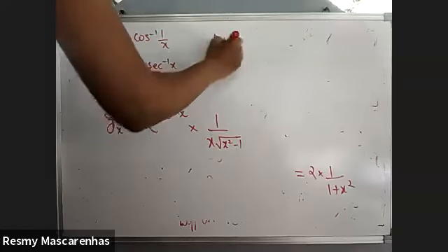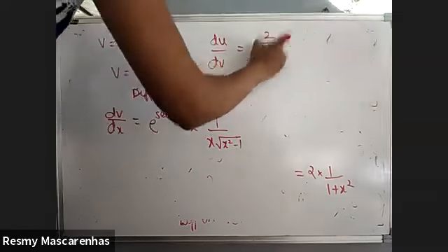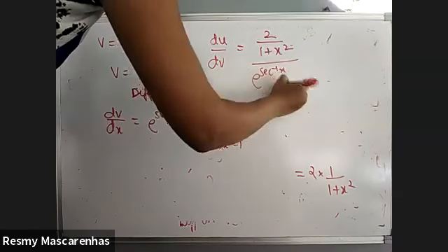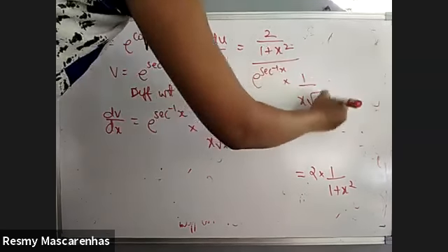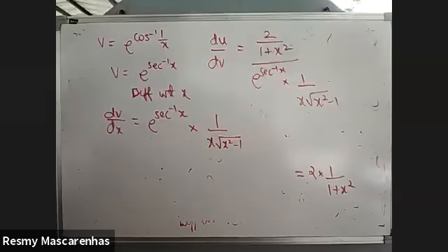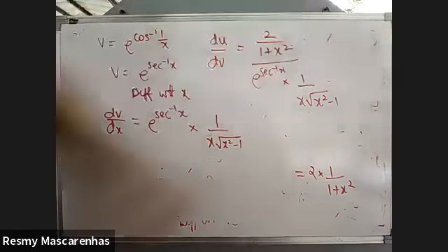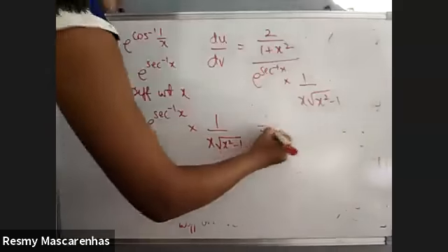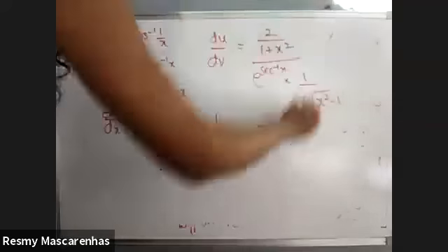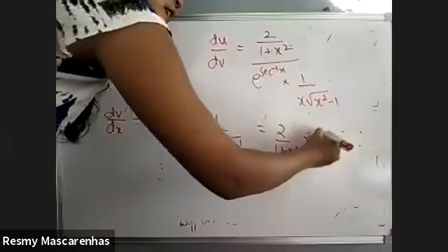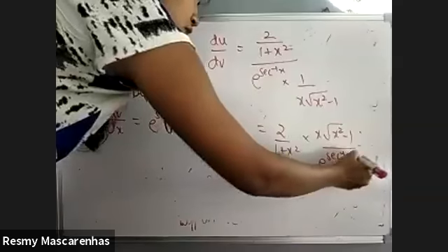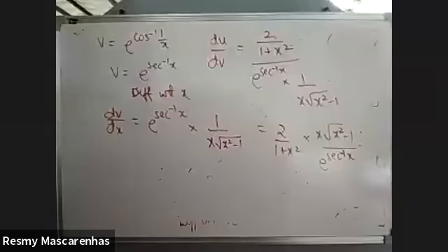So du upon dv will be 2 upon 1 plus x square upon e raised to sec inverse x. Then just take reverse. So that will be 2 upon 1 plus x square into x square minus 1 upon e raised to sec inverse of x. So this will be your answer.